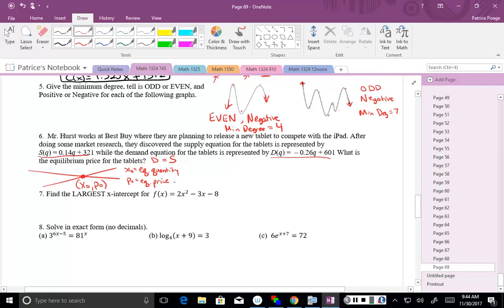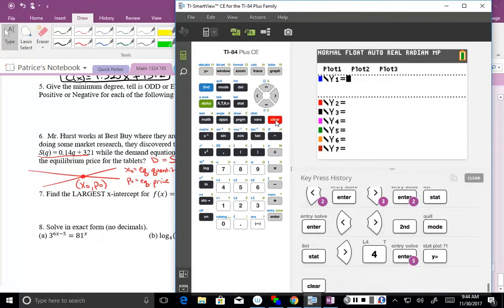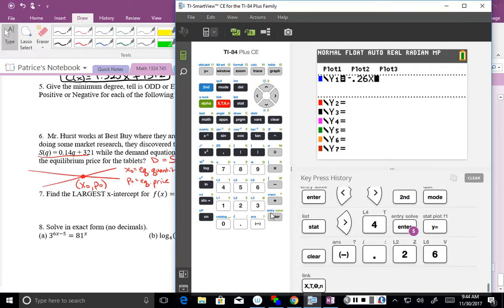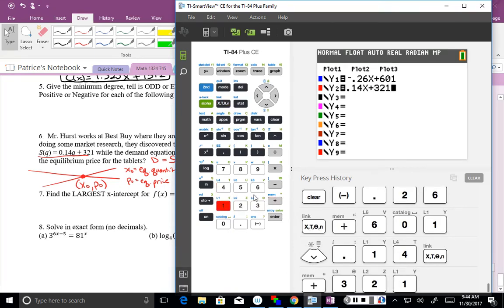So there's several ways you can do this. The way I personally would do it is I would graph these in my calculator and find the point of intersection. So I'd put one of them in y1 and one in y2. So that's what I'm going to do real quick. I'm going to y equals. I'll put my demand equation in, negative 0.26x plus 601. And I'll put my supply equation in, 0.14x plus 321.